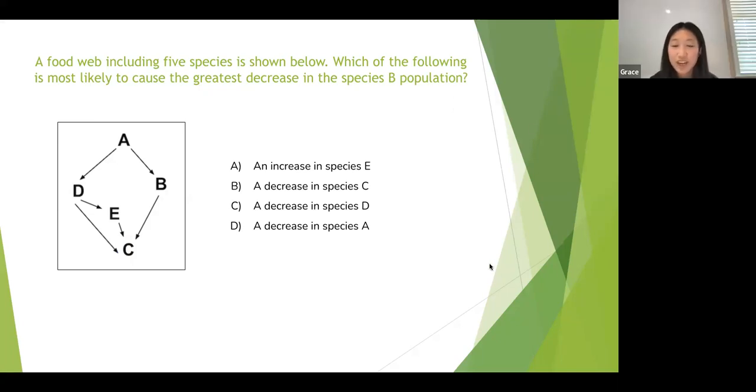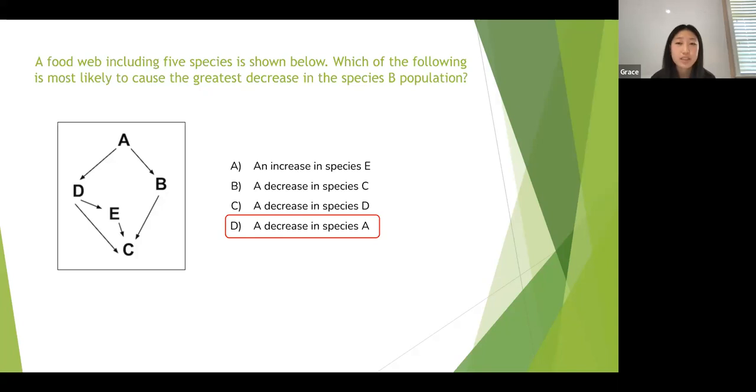All right, so I'm seeing a lot of confusion in the chat and some arguing. The correct answer is going to be D, because D is a decrease in species A. So species A, you see the arrow goes from species A to species B, meaning that the flow of energy is going to go from A to B.